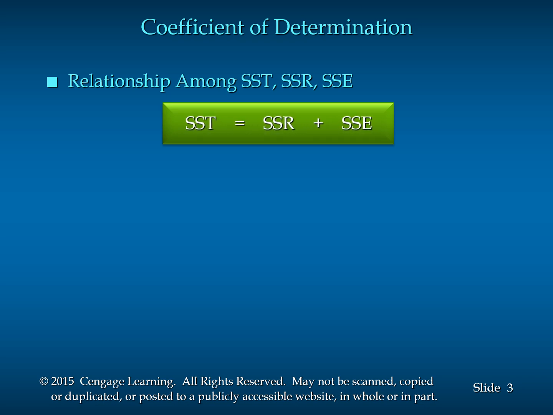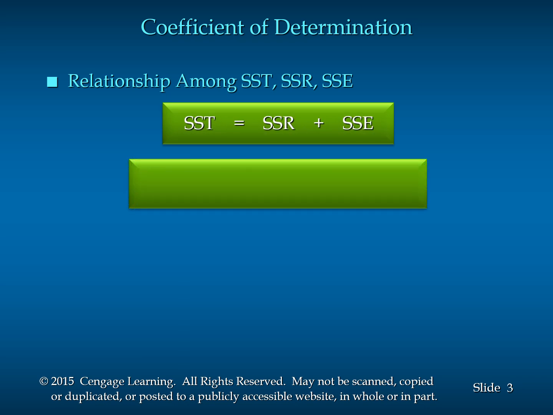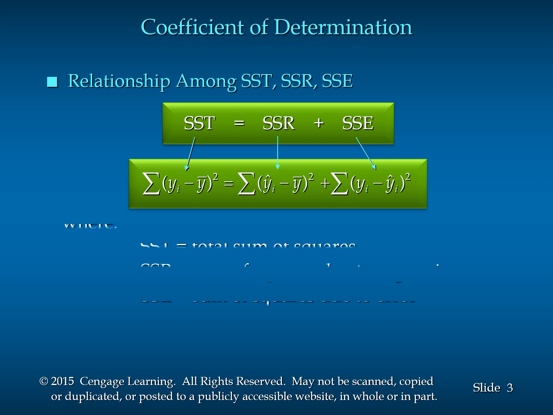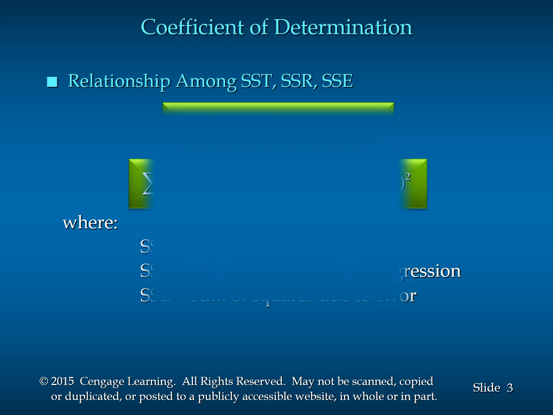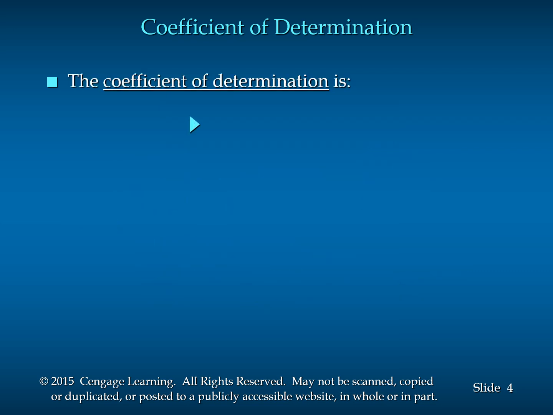Similar to our work in the sum of squares values in ANOVA, we can calculate three values to define a regression model. SSR is the sum of squares due to our regression. You can see it's the sum of predicted y minus the mean of y squared. SSE is the sum of squares due to error, and SST is the total sum of squares.